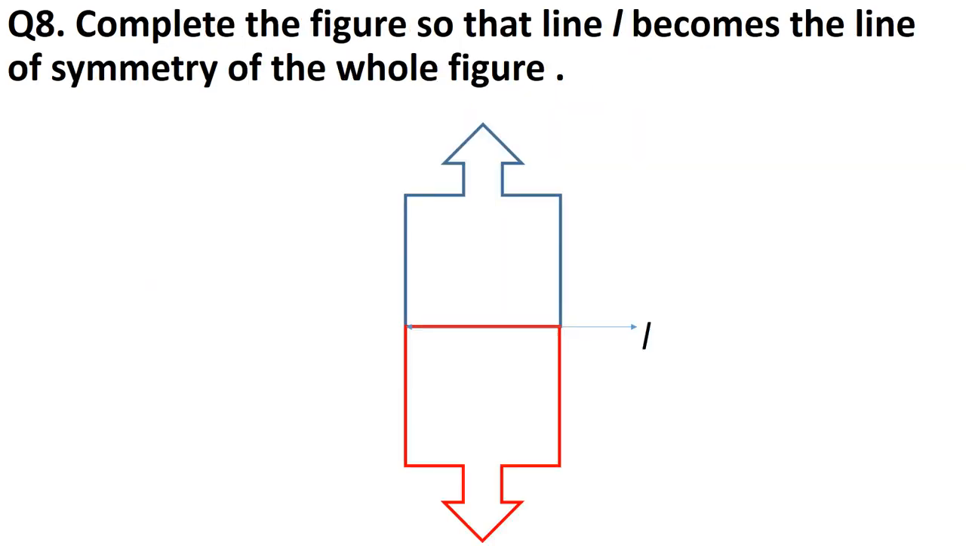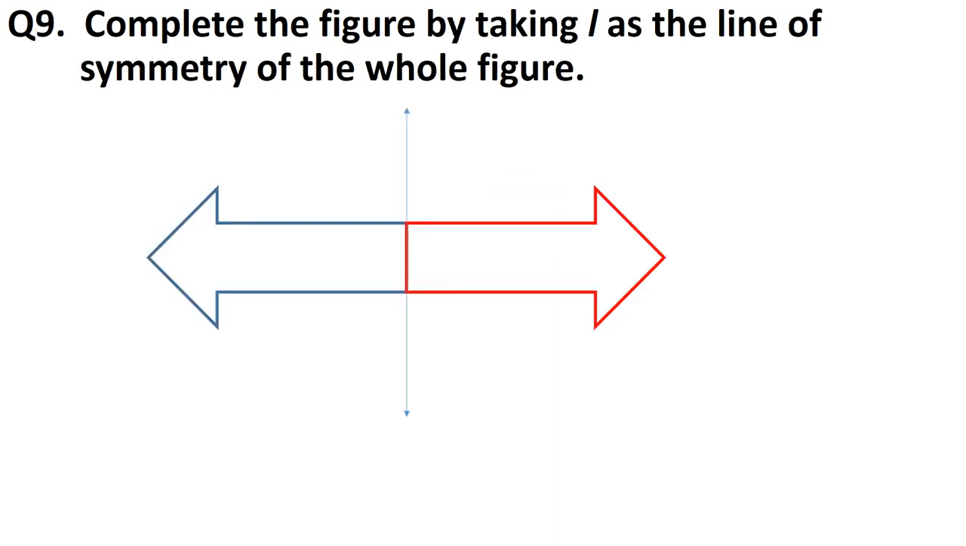Next was, complete the figure so that the line L becomes the line of symmetry of the whole figure. See, I have completed it with the red line, red boundary. Okay. Ninth is the same, complete the figure taking L as the line of symmetry of the whole figure.